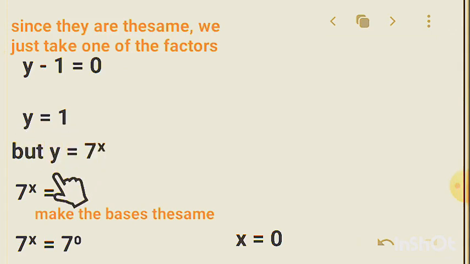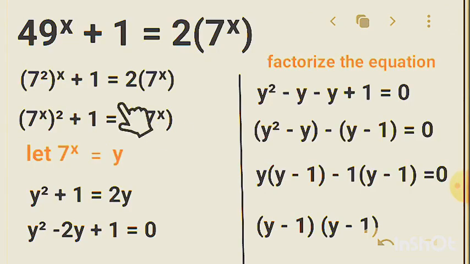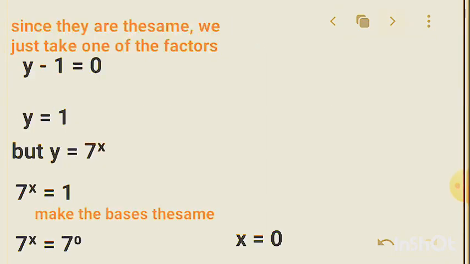But remember that y is 7 raised to the power x. Now 7 raised to the power x is equal to 1, and we want to make the bases the same so that we can get the value of x. Anything raised to the power 0 is 1. So 7 raised to the power x is equal to 7 raised to the power 0, so x is equal to 0. So for 49 raised to the power x plus 1 equals 2 into 7 raised to the power x, the value of x is 0.